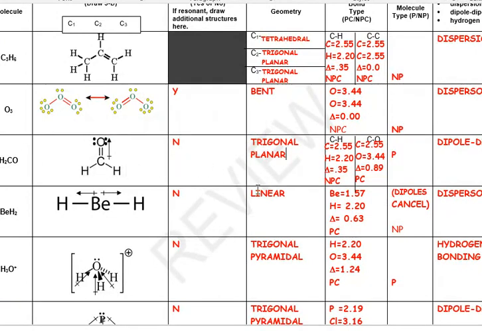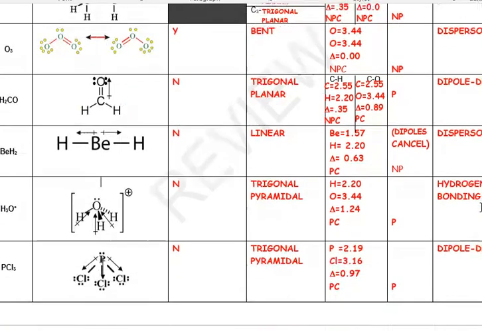This one here we drew in the lab. No resonance, trigonal planar, nonpolar covalent, polar covalent. The dipole doesn't cancel, so it's polar. BeH2, careful with the B's, another exception. No resonance, linear, polar covalent. The dipoles cancel, nonpolar, dispersion.